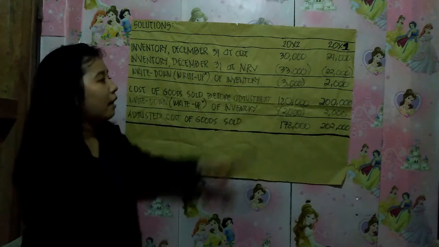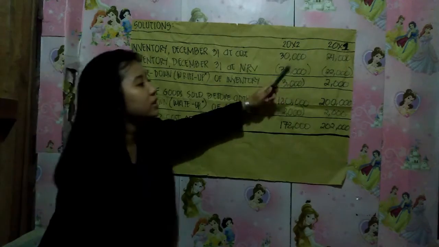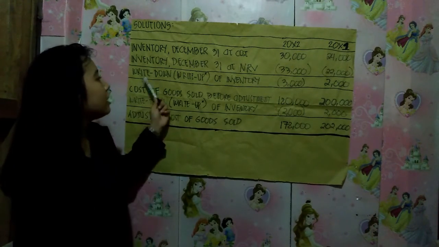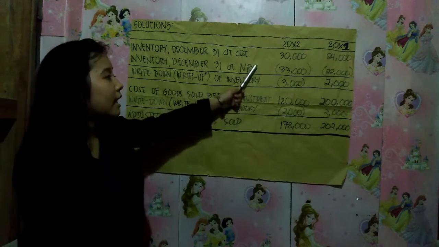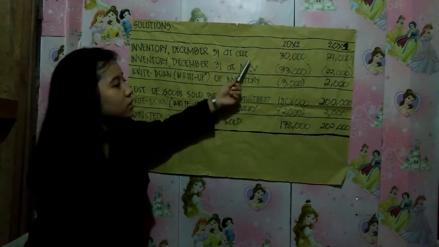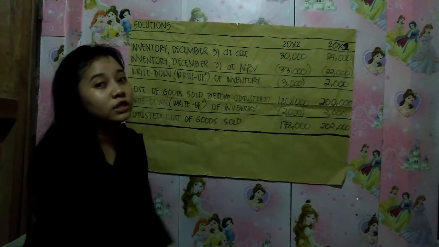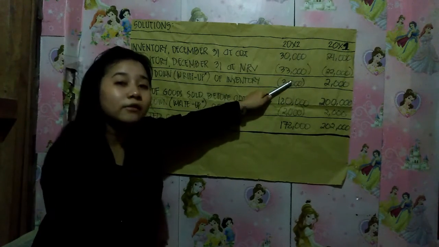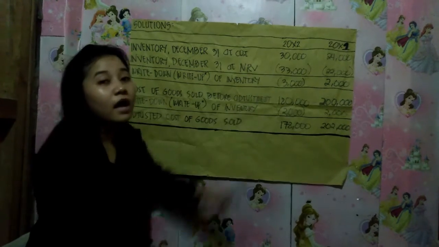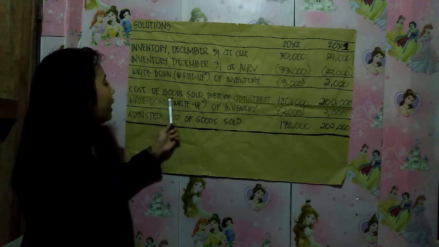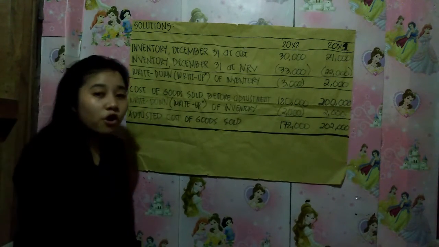The at cost in 20x2 is 30,000 and the NRV in 20x2 is 33,000. And the write down or write up of inventory is negative 3,000. It is negative 3,000 because you deduct the NRV from the cost. The NRV is bigger, 33,000 versus 30,000. So, the answer for the write down or write up of inventory is less, negative 3,000.